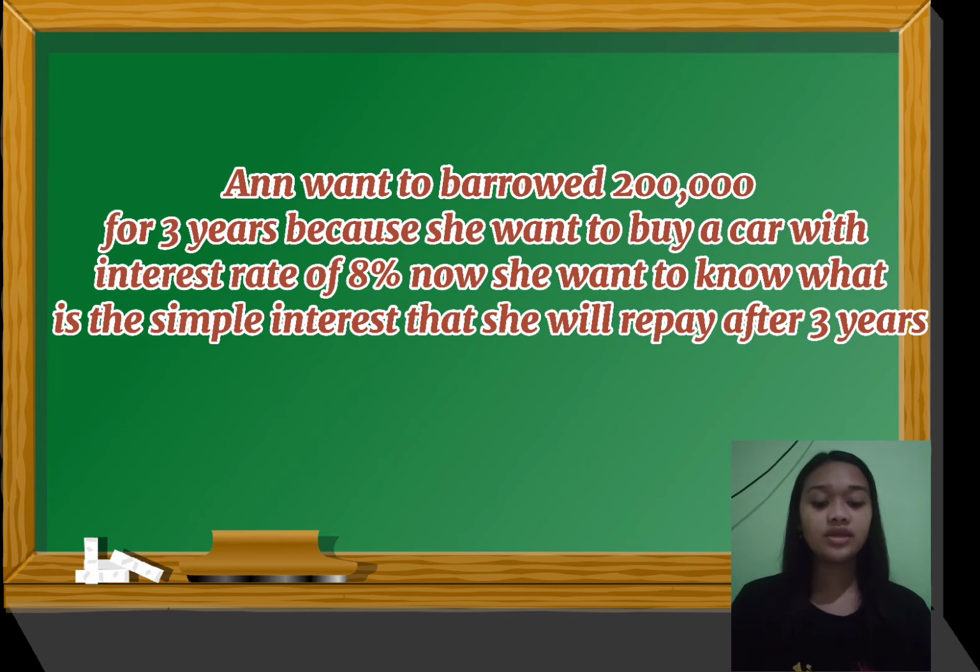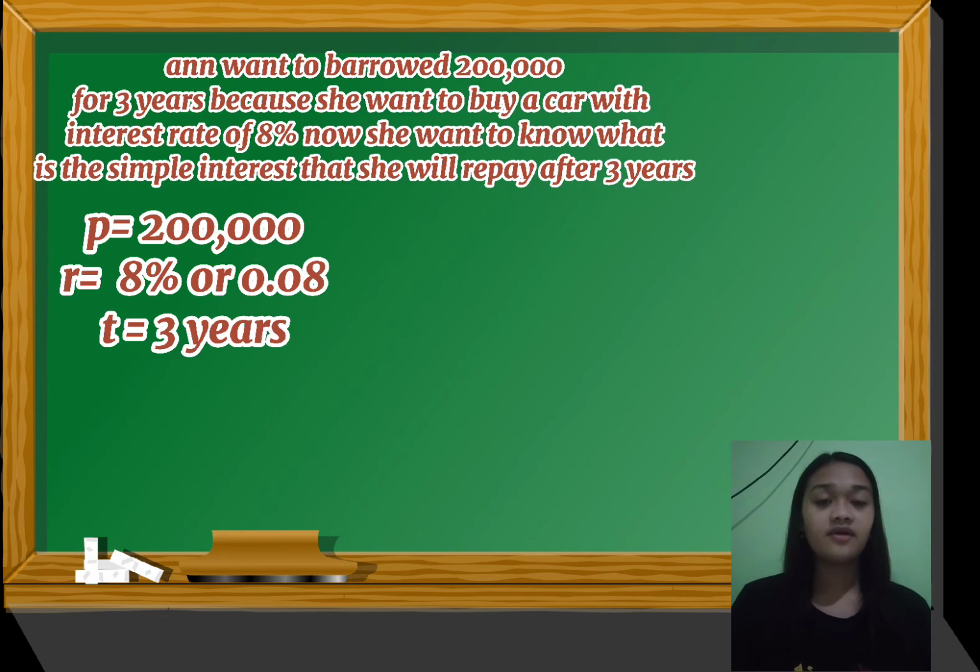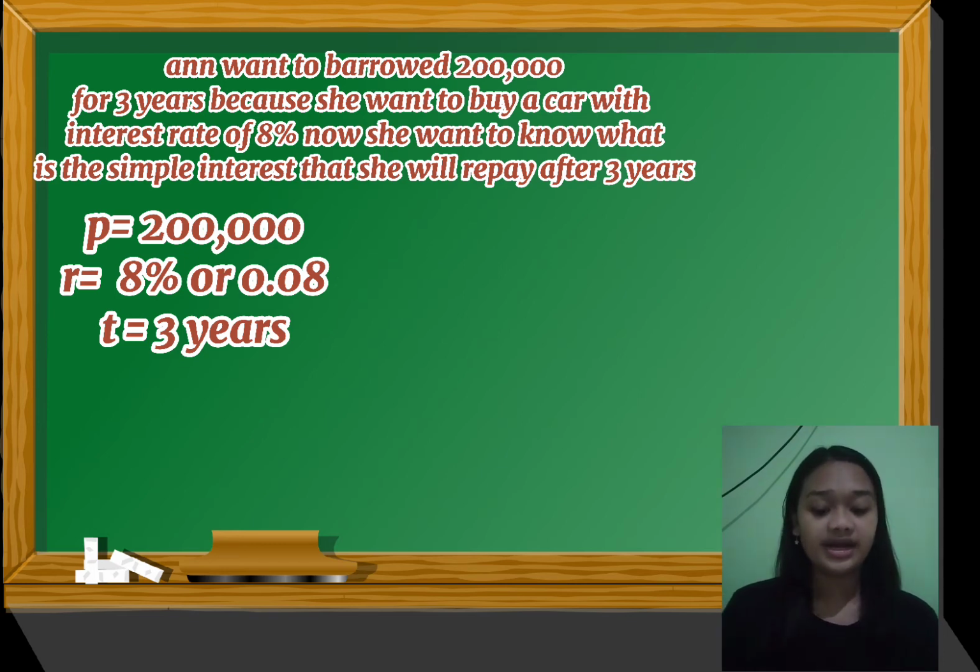So the first thing we need to do is to arrange the information for simple interest. Our principal amount is equal to 200,000 and the interest rate is 8%. Always remember, in solving simple interest, we need to change our interest rate from percent to decimal. So 8% will become 0.08 and our T is 3 years. And here is our solution that we organized.